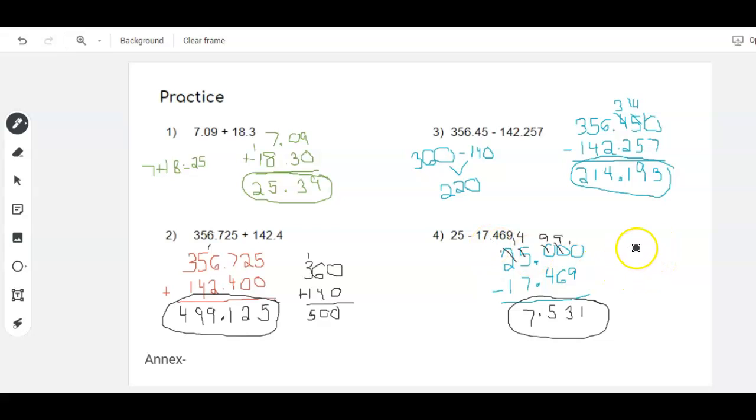So if I'm looking at this, 25 minus 17. If I just think about it, 25 minus 15, because that's a little easier for me, that's 10. That seems reasonable. 10 is close to 7.5.